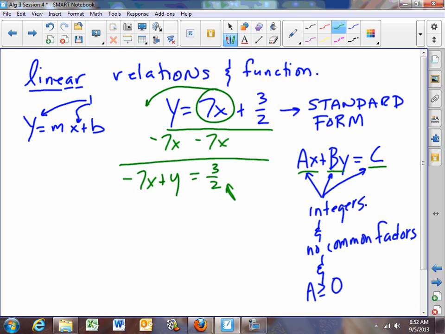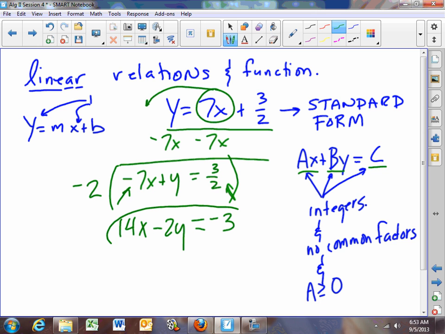Now we also know that we don't want the negative sign in front of the 7. So we can get everything done at once if we multiply both sides of this equation by, excuse me, -2. So we'll do that. -2 times negative 7x is 14x. -2 times y is -2y. And -2 times 3/2 becomes -3. And now we have standard form for this equation.